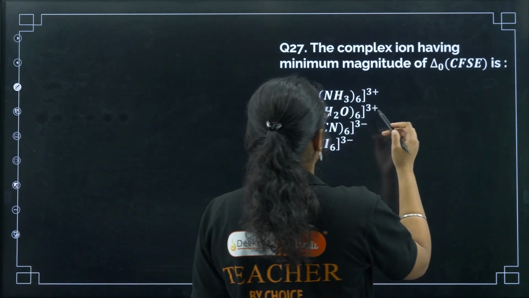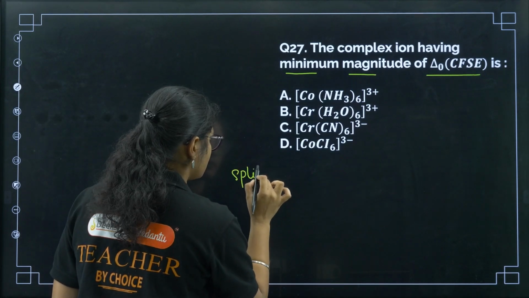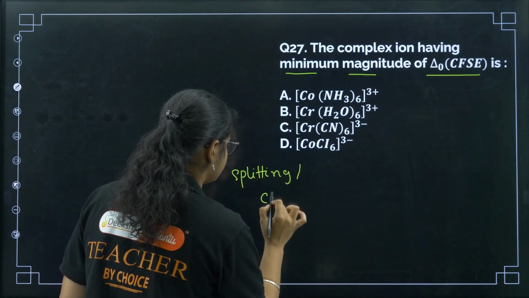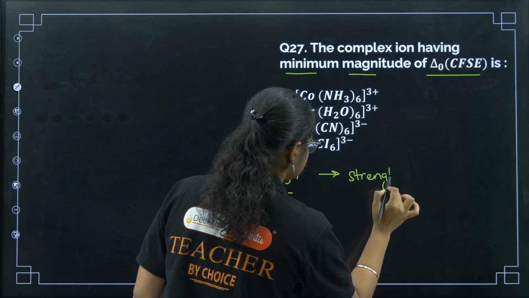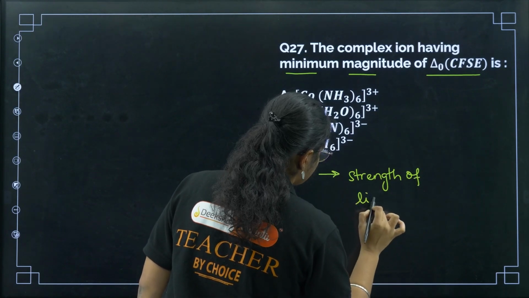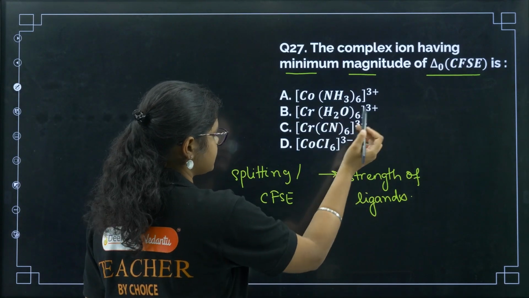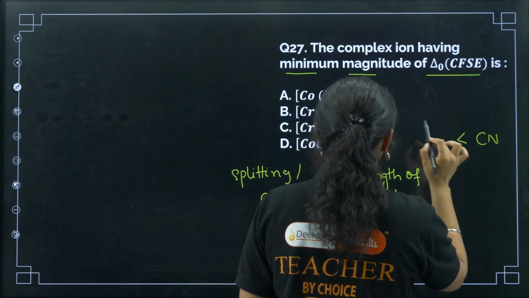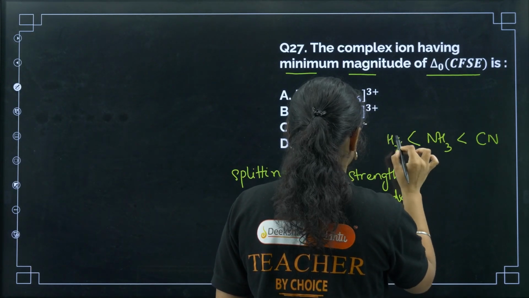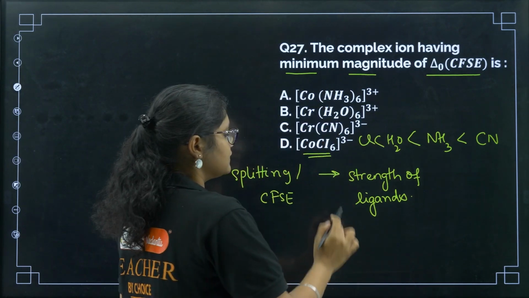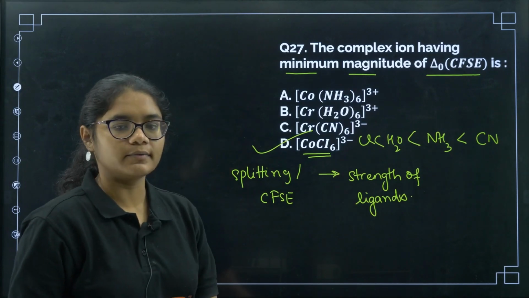Next, complex ion having the minimum magnitude of CFSE. Again the same thing, the splitting. Splitting, or I can say CFSE, depends on the strength of ligands, right? So here you see what is the order of the ligands. We have CN, after CN we have NH3, then we have H2O, and then we have Cl. So this is the strength of the ligand. Here it is minimum, splitting will be less here, so the correct answer will be option number D.